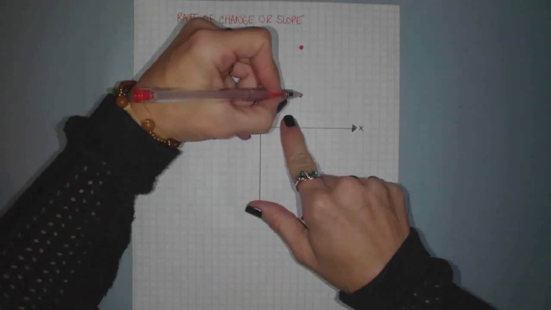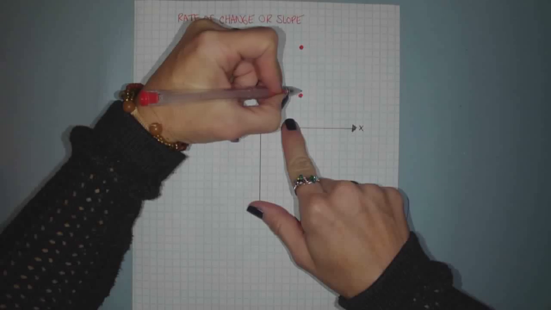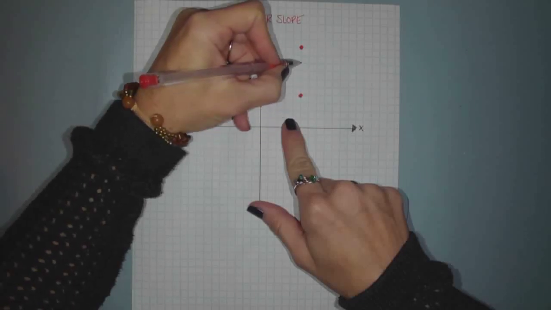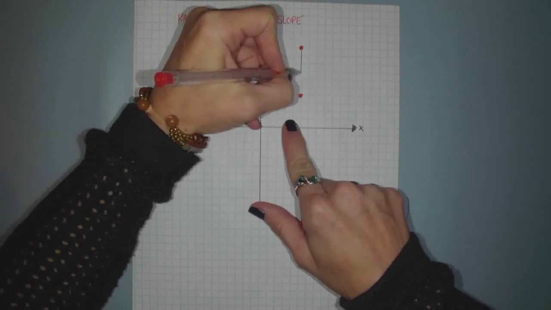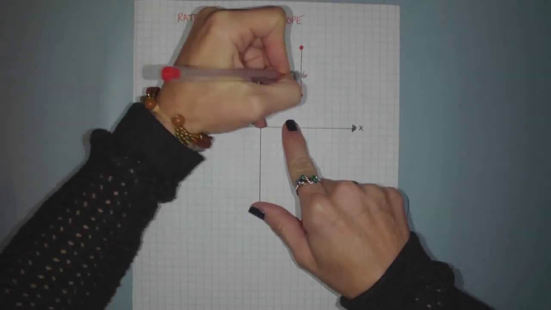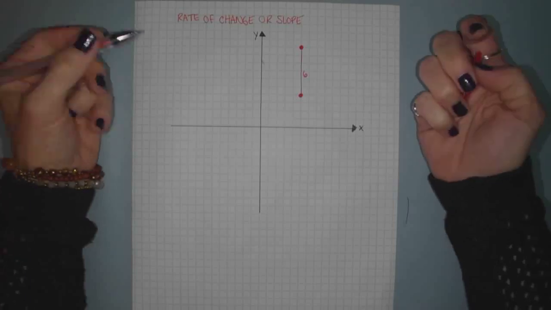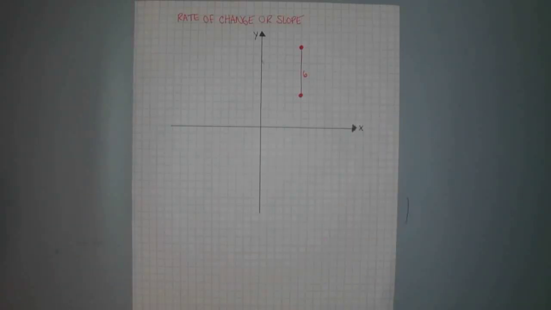So let's look. If I go from here to there vertically, I'm counting 1, 2, 3, 4, 5, and 6. So we're going to say that this distance right here is 6 units long. Pretty simple. But I want to show you an alternative way to think about this, and we're going to need to do this in just a few minutes when we derive the formula for slope.